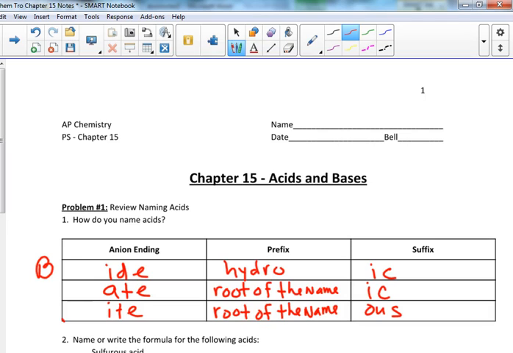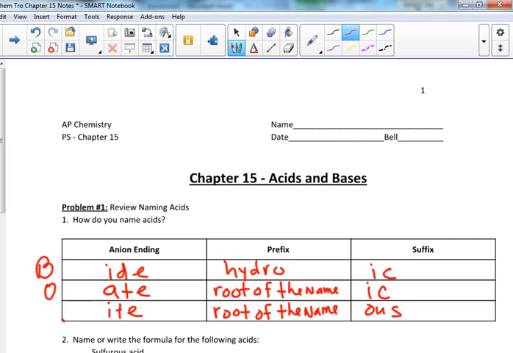You use the root of the name, and then the suffix would be IC. ATE goes to IC. So sulfuric acid, phosphoric acid. Those endings were phosphate for phosphoric acid. Sulfate goes to IC, that's sulfuric acid. Nitrate, that would be nitric acid. So just remember the ending ATE goes to IC. That's an oxyacid.